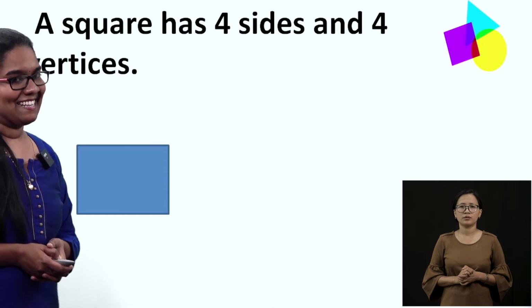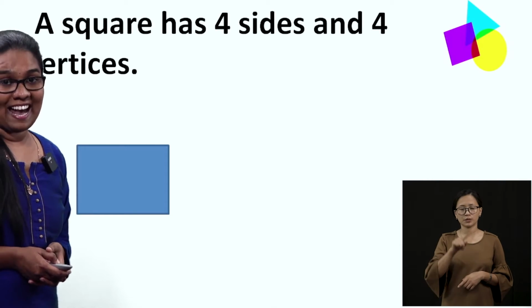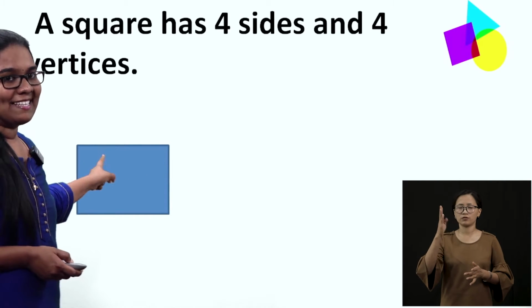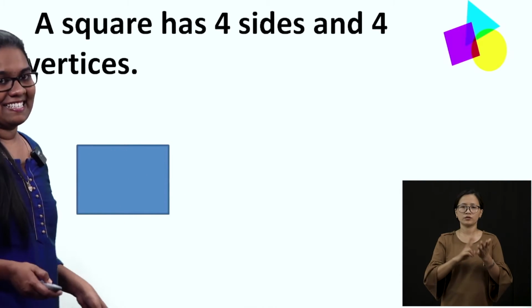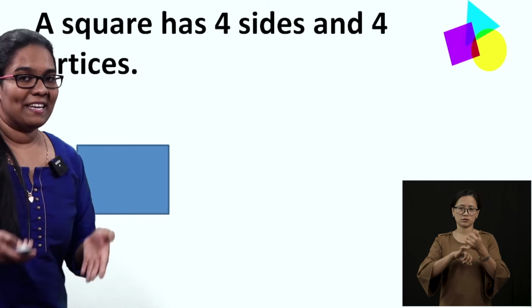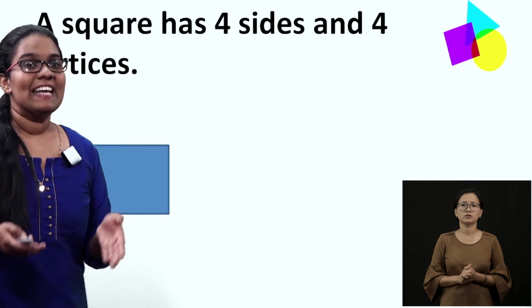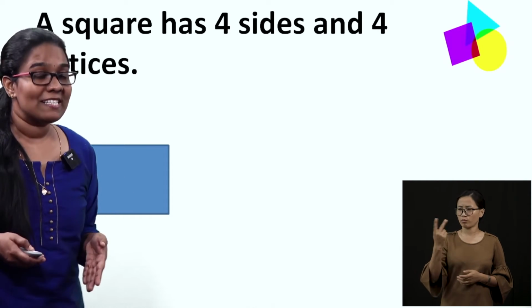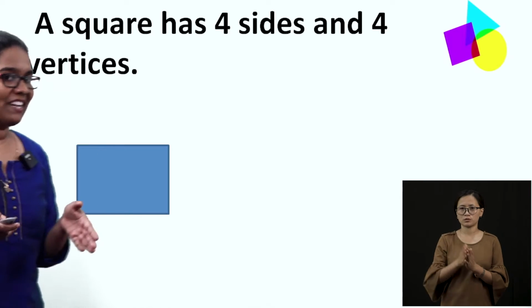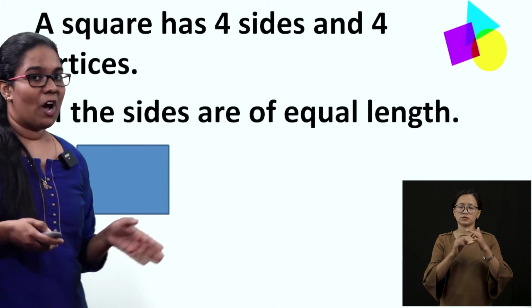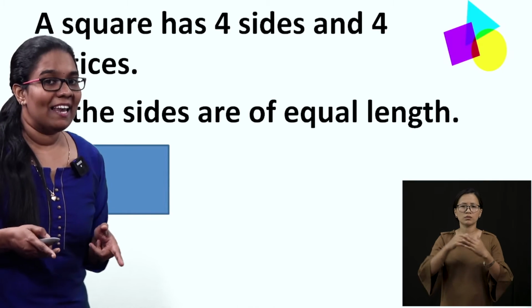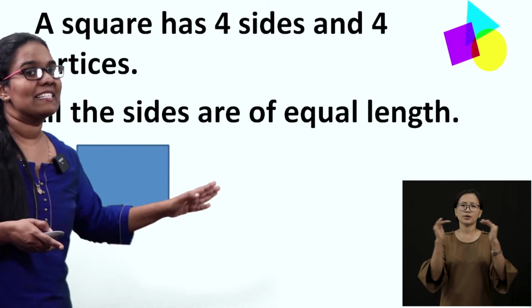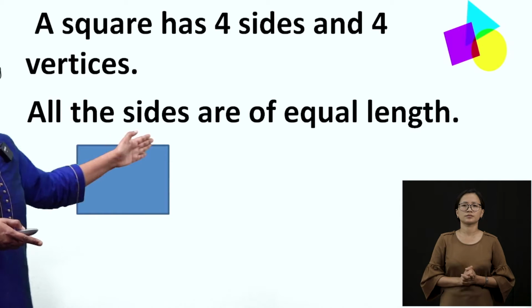Yes, this is a square. A square has 4 sides and 4 vertices. A square has how many sides and how many vertices? A square has 4 sides and 4 vertices. Then, all the sides are equal in length.